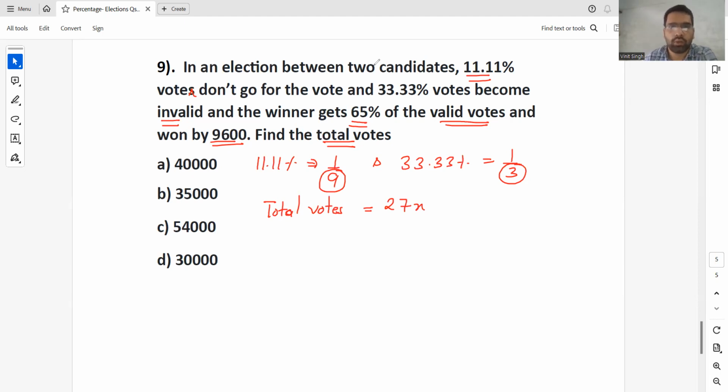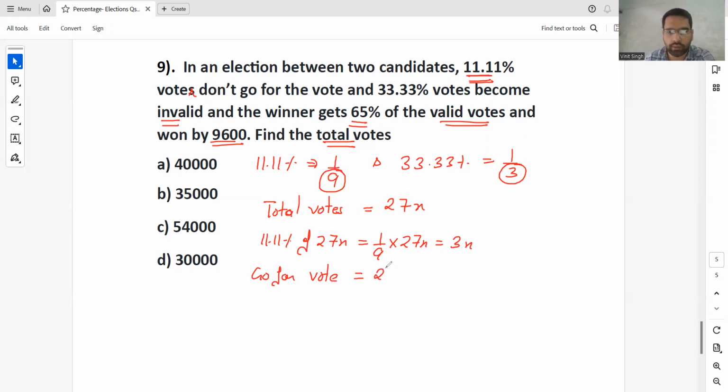Now, 11.11% of voters don't go to vote, which means 1 upon 9 of 27x, which is equal to 1 by 9 into 27x, which is 3x. So 3x people don't go to vote out of the total 27x. Now, how many people go to vote?